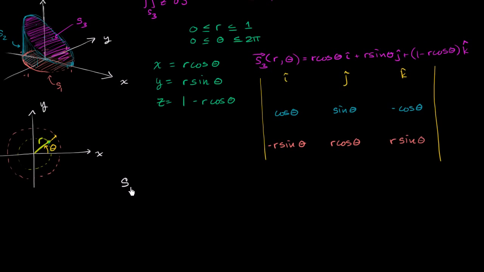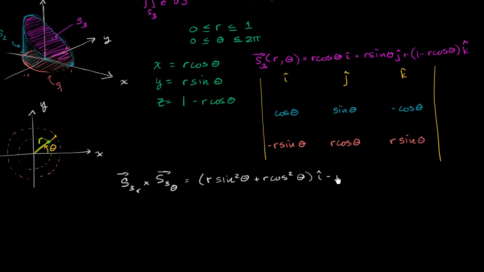The partial of S3 with respect to r crossed with the partial of S3 with respect to theta is equal to, now our i component is going to be sine theta times r sine theta. So that's going to be r sine squared theta minus r cosine theta times negative cosine theta. So that's plus r cosine squared theta. All of that times i, and a simplification might be popping out here at you.